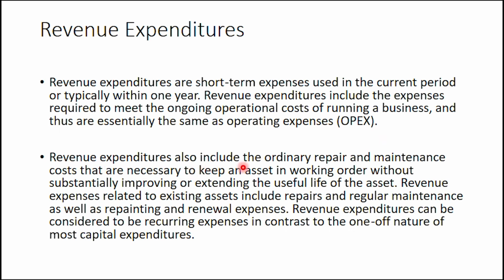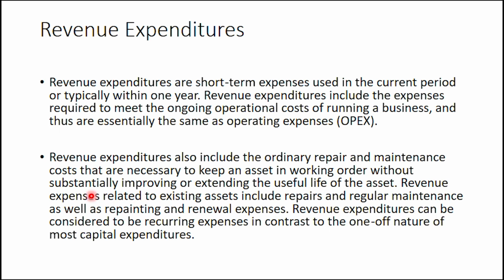Revenue expenses also include ordinary repair and maintenance. Why? Because they are important, necessary to keep an asset in working condition. When we are not improving or extending the useful life of an asset, ordinary repair, greasing, oiling work is done, that falls under the category of revenue expenditure. Revenue expenditure relates to existing assets. It includes repairs, regular maintenance as well as repainting and renewal expenses.